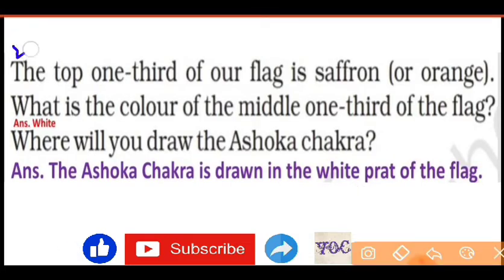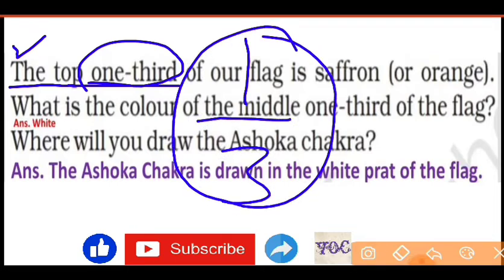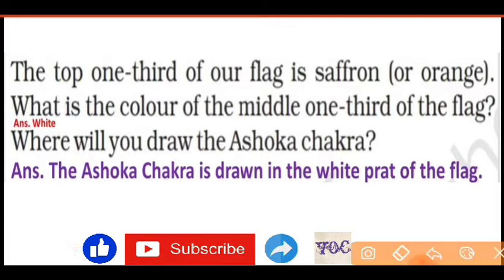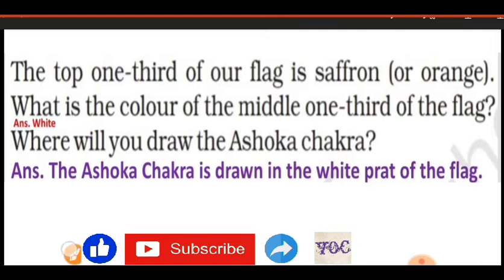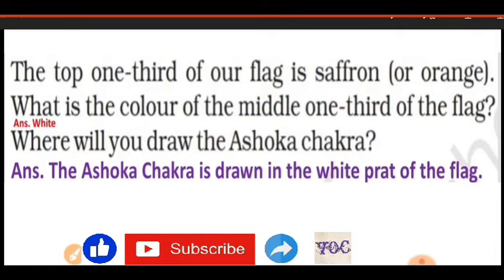This is the first one. The top 1/3. Now what is 1/3? You can write 1/3 like this. We will talk about this in detail in the next class. I will write 1/3 like this. You can write it like this also. So 1/3 is just part of a whole.